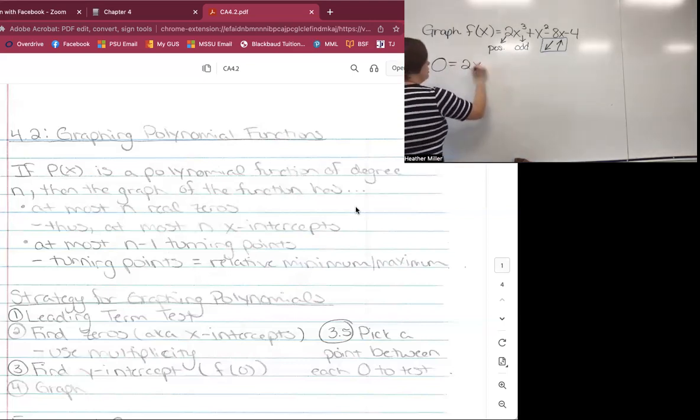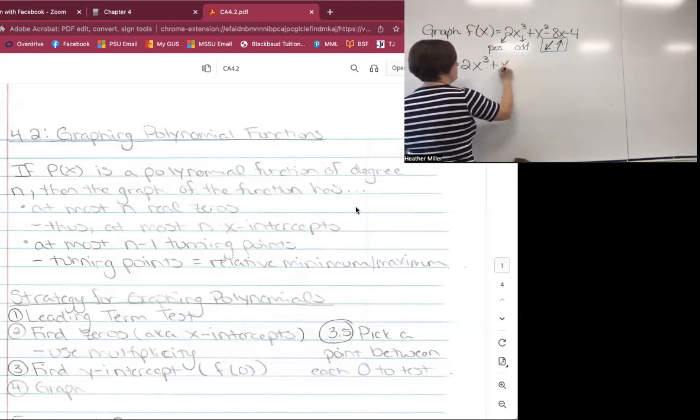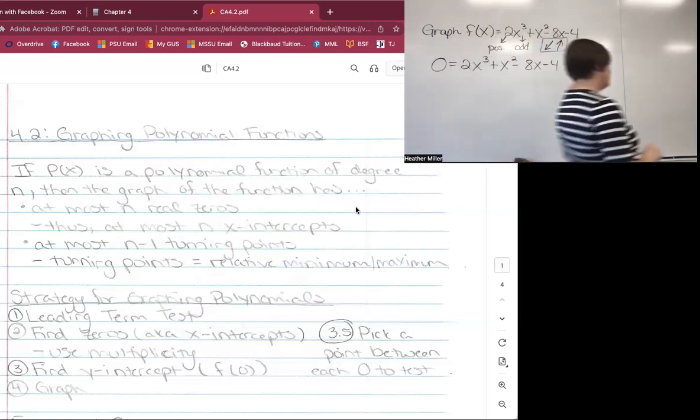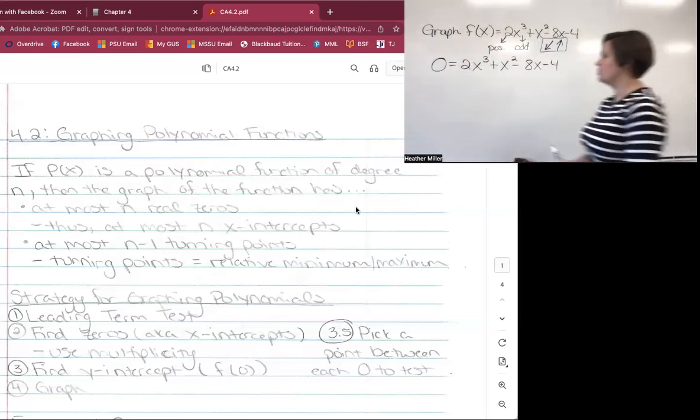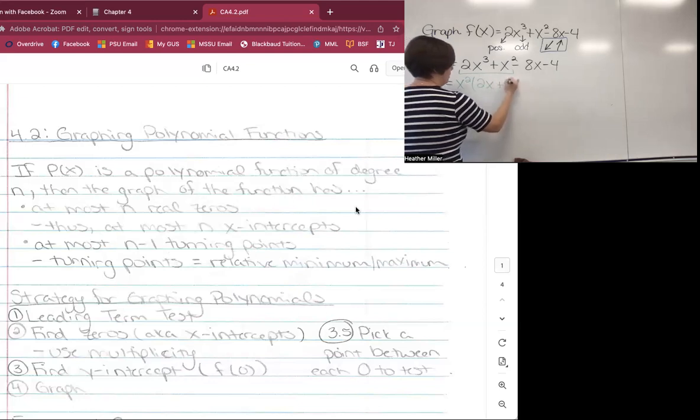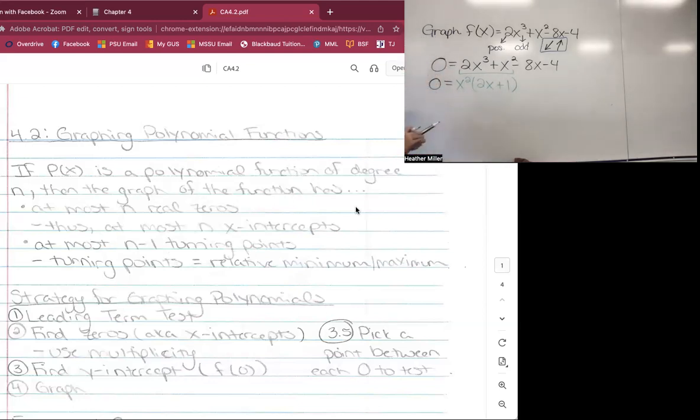I have 2x to the third plus x squared minus 8x minus 4. So what I'm going to do is look at these first 2 terms. And I'm going to say, okay, what does 2x to the third plus x squared have in common? Well, they both have an x squared in common. I can pull that out, where I have an x squared times 2x plus 1. So I just pulled out what they shared and what they had in common.